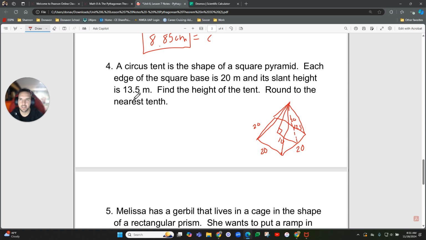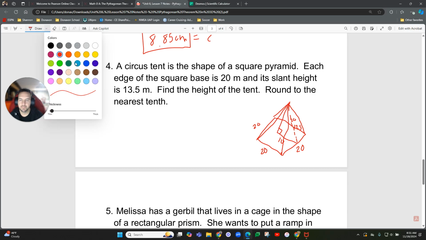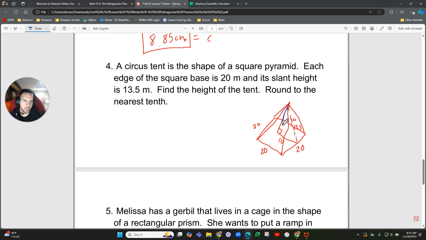I should do this in different colors. Why do I keep doing the same color? I just want you guys to be able to see the actual triangle here. All right, so here is our height. That's what we're trying to figure out. We know the slant height. That's 13.5. Sorry, I'm drawing that super tiny. And then this is 10.